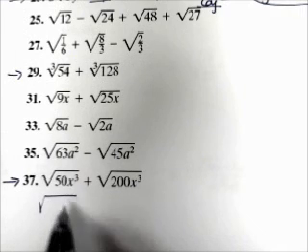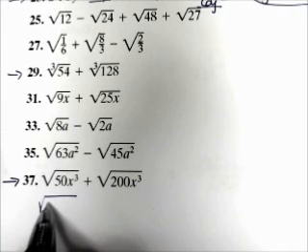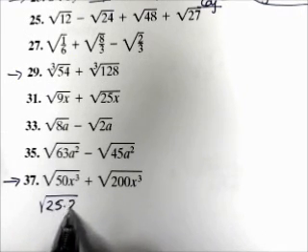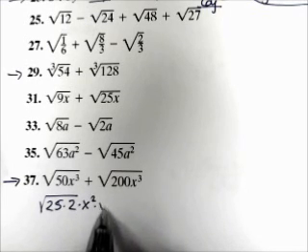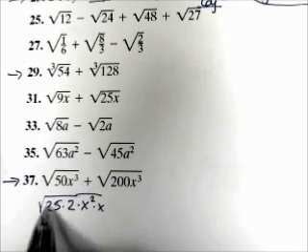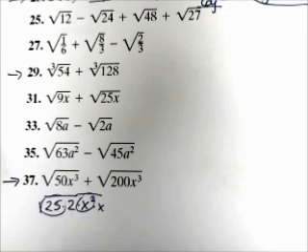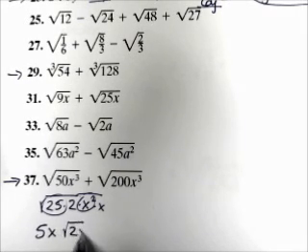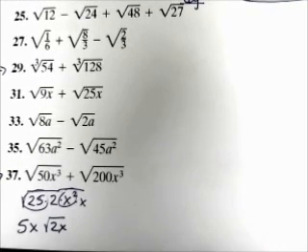Simplifying, square root of 50x to the 3rd, that would be 25 times 2 is 50, and then x squared times x is x to the 3rd. So 25 and x squared are perfect squares. Out come their square roots, 5x, and then the square root of 2x stays.